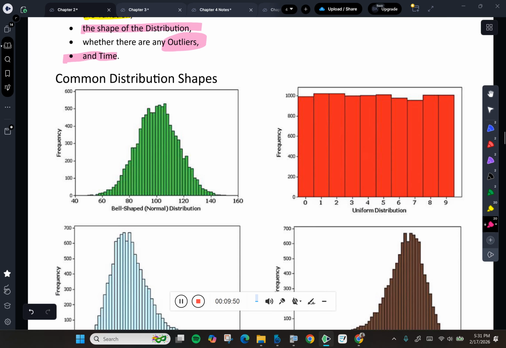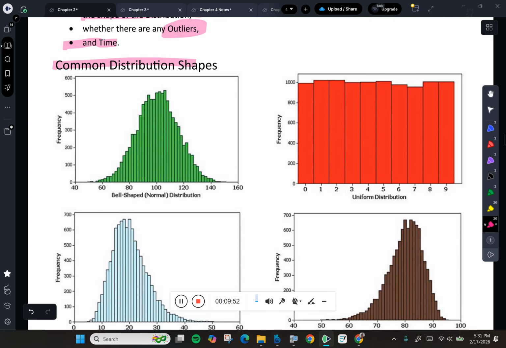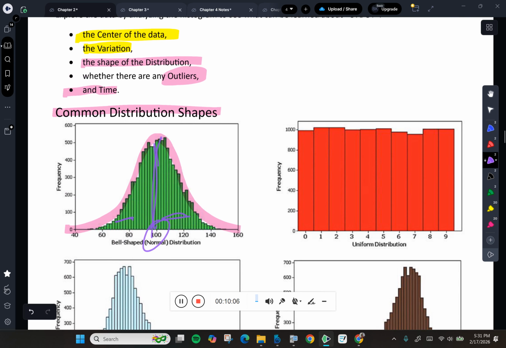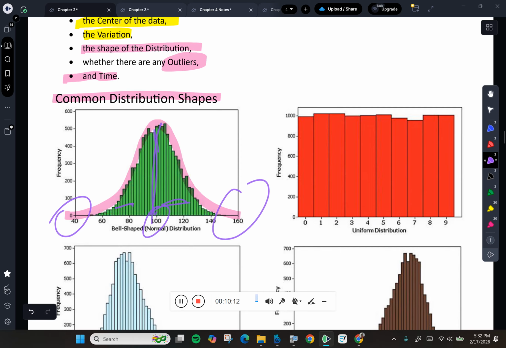Right? So when I look at this first one, some common distributions, I would say, look, it's kind of bell-shaped. So the middle is right about there, somewhere around 100. Okay? It looks pretty even left and right, so it's pretty symmetric. I don't think there's any outliers because I don't see anything that looks like it's too far away on either side, so it looks pretty good.